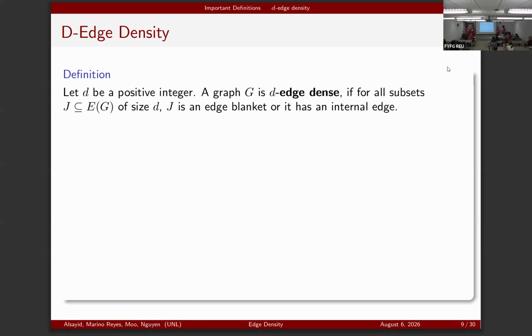So our main objective is to determine a graph's edge density, and this is a value. Above here is our definition. In other words, we want the value of B for which every possible selection of B amount of edges satisfies at least one of two criteria: that the selected edges either form an edge blanket or that they concern an internal edge, both previously mentioned.